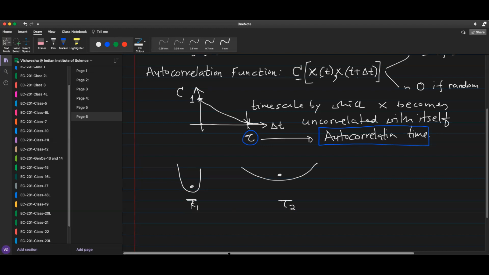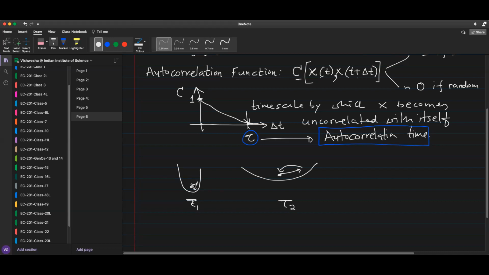Tau 2. Why? Because it will be slow in dynamics. It takes a lot of time to come back. Say I make a perturbation now. Here, if I make the same perturbation, it just comes back quickly because it's very steep. If I make some perturbation and it comes back to equilibrium, I have forgotten the perturbation. Basically, that's one way to think about this, right?